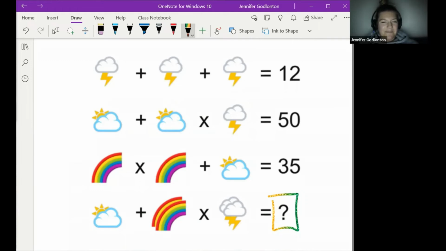I love how everybody's not freaking out. They're so relaxed. Super calm. Oh, look at that. It's not 71.